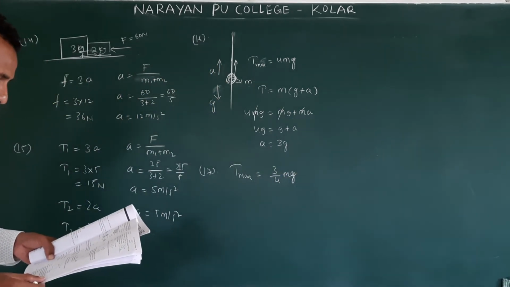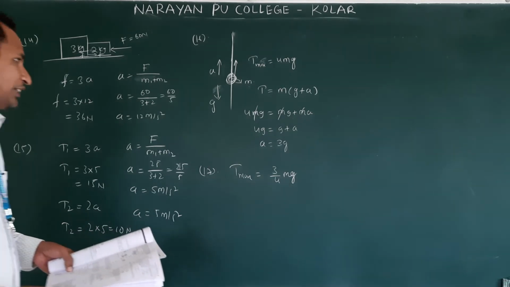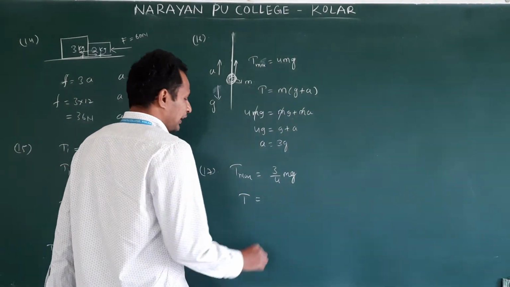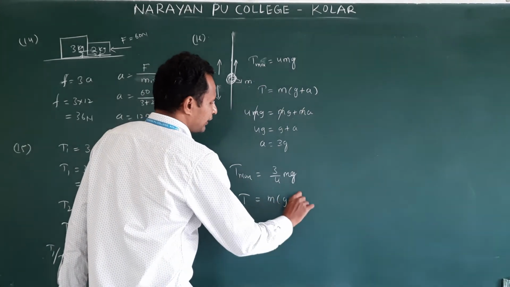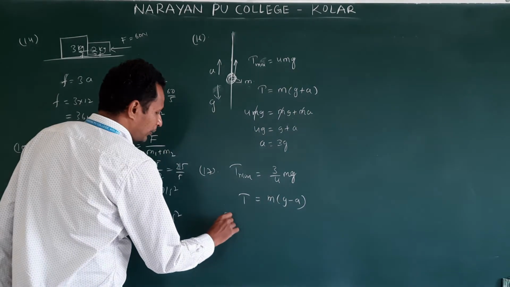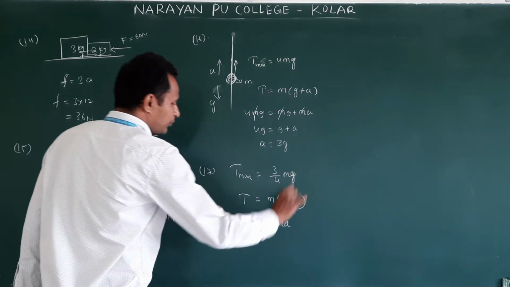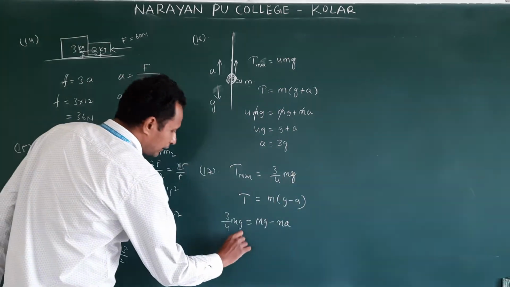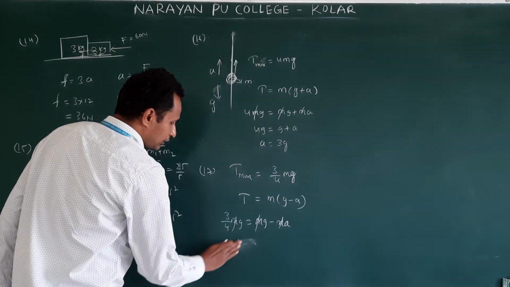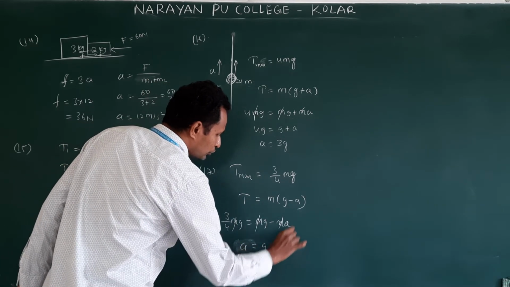If the minimum acceleration with which the monkey can slide down without breaking the branch, now sliding down, then T is equal to m into g minus a. So they are asking minimum acceleration. Again equate 3 by 4 mg is equal to mg minus ma. Then ma is equal to, m cancels, so a is equal to g minus 3 by 4 g.